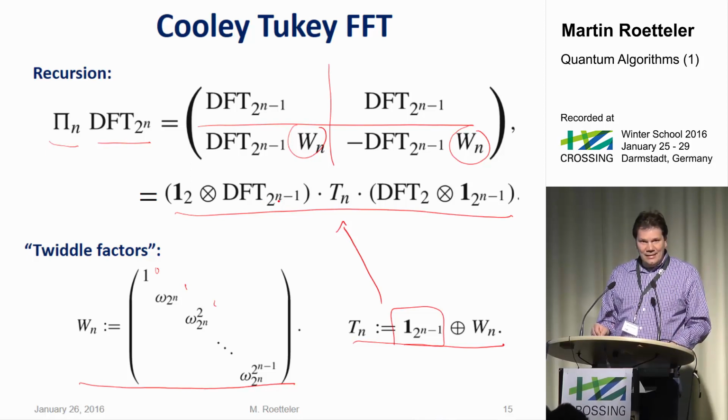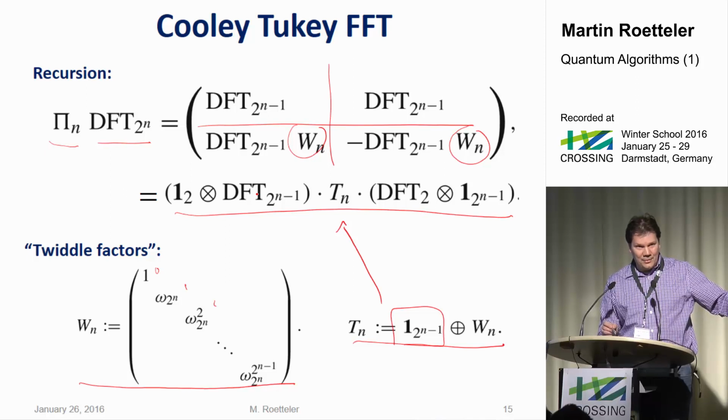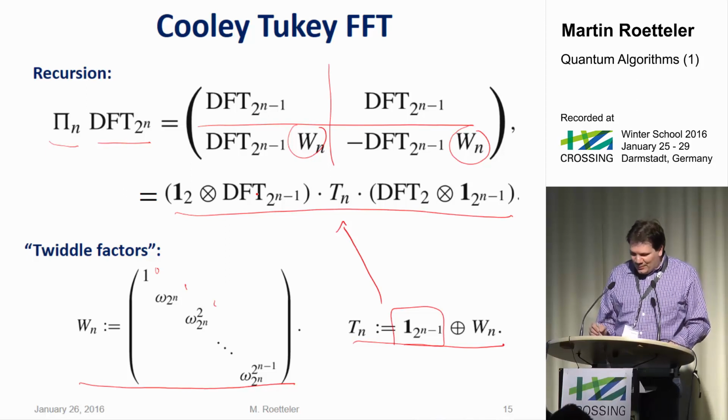Then you do the Tn, and then you do just a 2 by 2 Fourier transform. Right? And the 2 by 2 is just a Hadamard, that's easy. Here you will just recurse, so eventually you will arrive at Hadamards as well. And the only difficult part really is these Tn's. But the Tn's again are nice because they're just an identity, and then this W matrix.